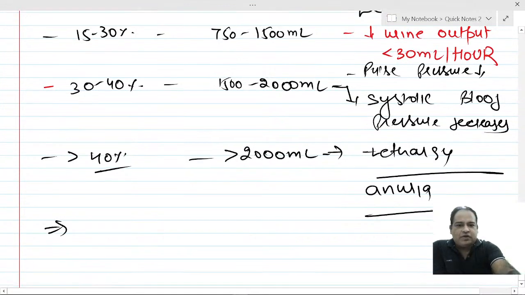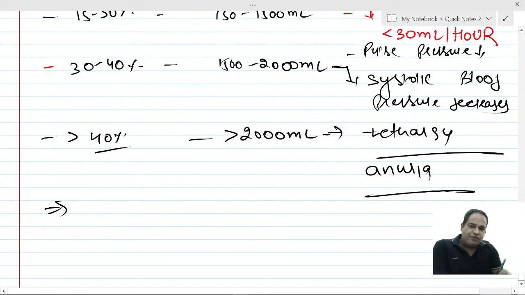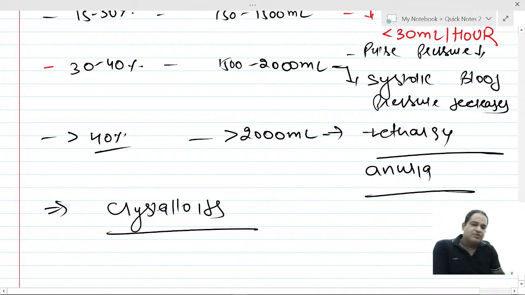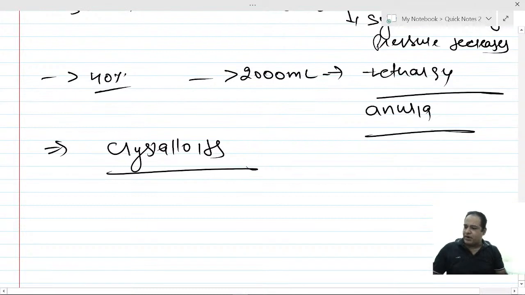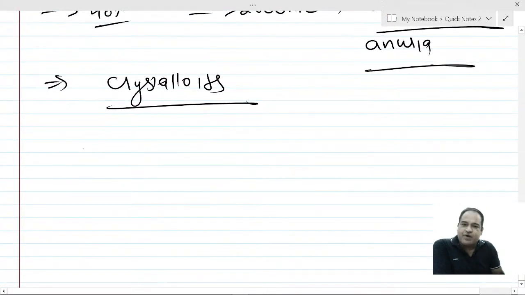See, for any kind of shock, the preferred fluid happens to be crystalloids. You always have to use crystalloids. Fine. Which crystalloid is to be preferred?